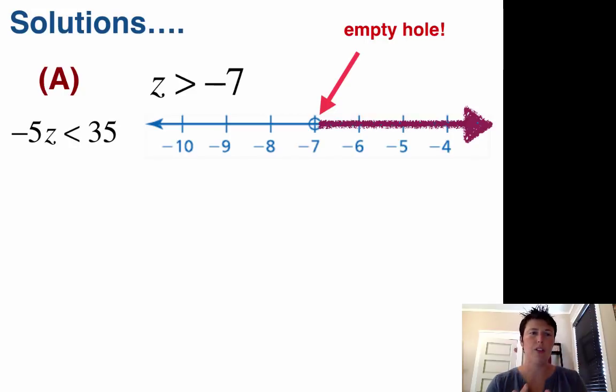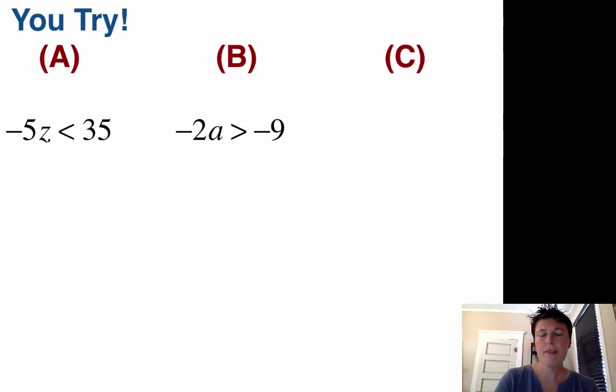Now my steps aren't shown here. I'm just showing you kind of like an answer key. But hopefully you have the line down the middle and you show dividing by negative 5 on there. Why don't you try another one? Here's B. Negative 2a is greater than negative 9. Go ahead and pause the video, solve and graph.